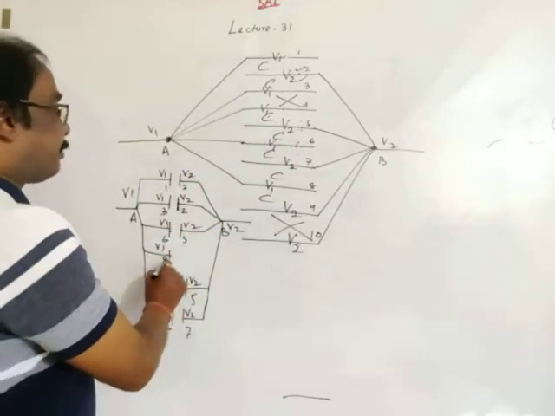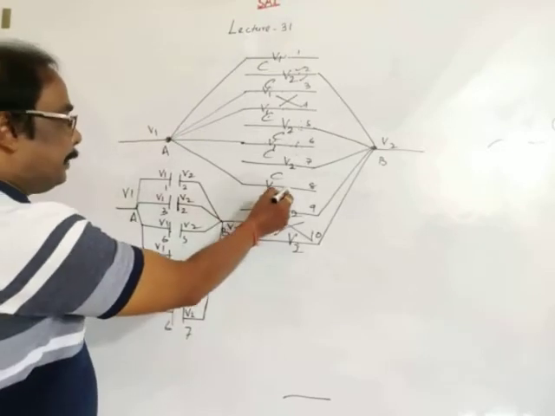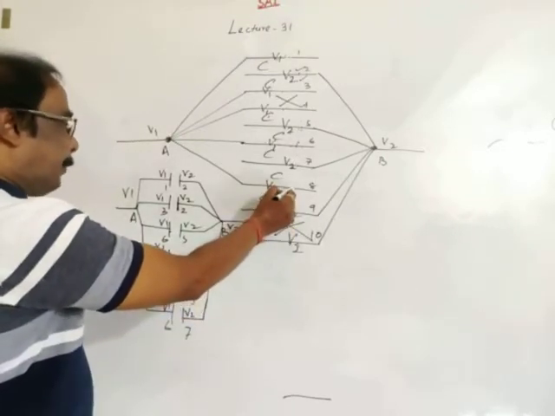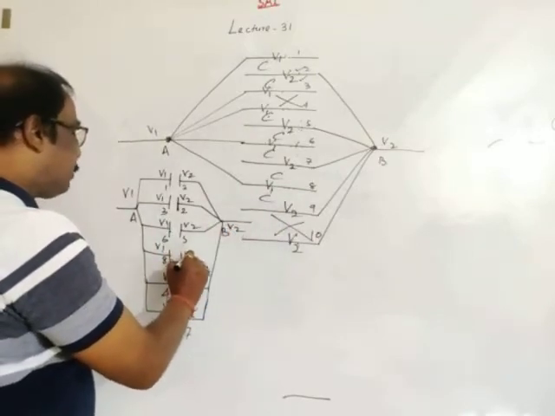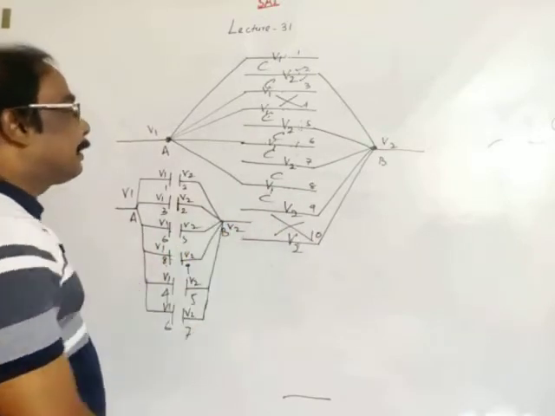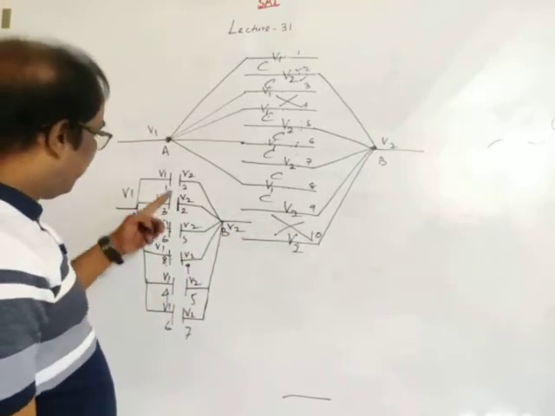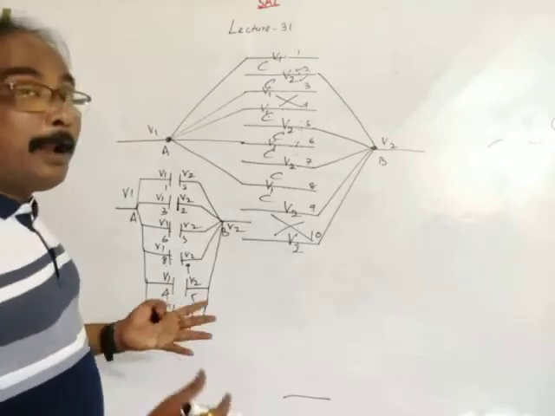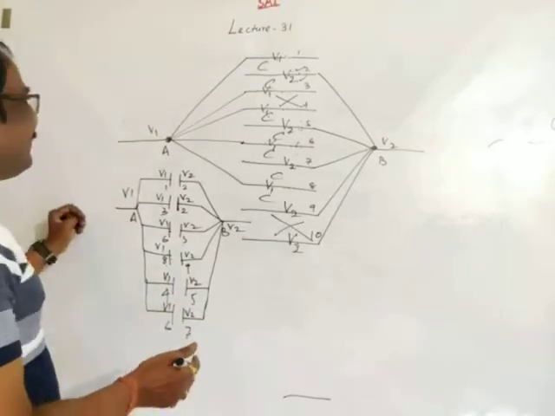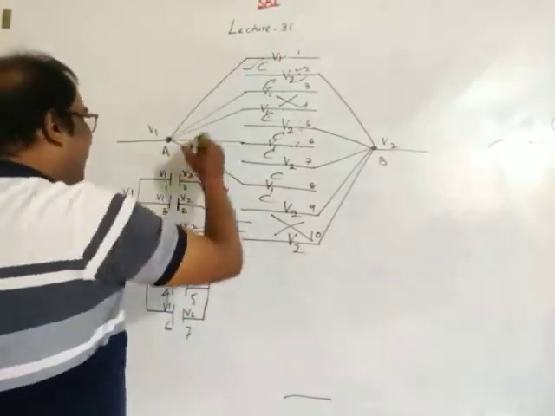Then 8 is remaining. Between 8 and 9, the eighth plate is at potential V1, the ninth plate is at potential V2, so it is connected to B. That gives 1, 2, 3, 4, 5, 6. Then where has another capacitor gone? Between 1 and 2, C. We have taken it, C.